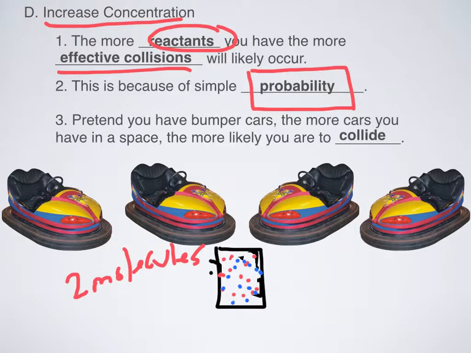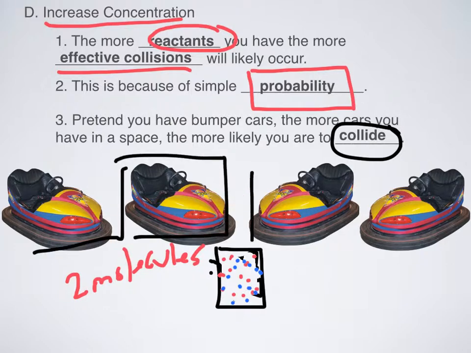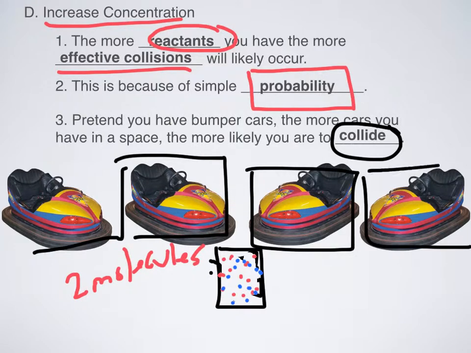I always said, pretend you have bumper cars. The more cars you have in the space, the more likely you are to collide. It's kind of like if you were at a carnival and you were the only one driving one. It would be kind of boring. But the second you add way more cars, you get way more collisions, and that is way more fun. That's the way it works in chemical reactions. The more cars or reactants you have, the more likely you are to collide.